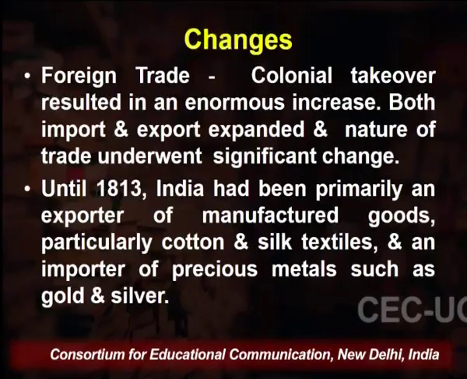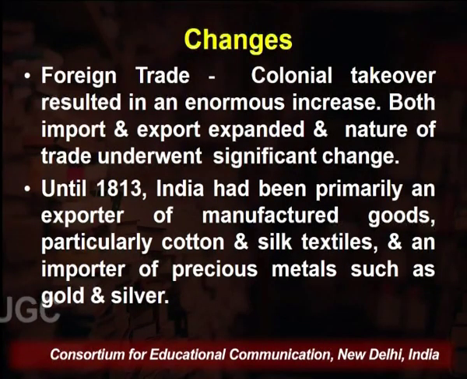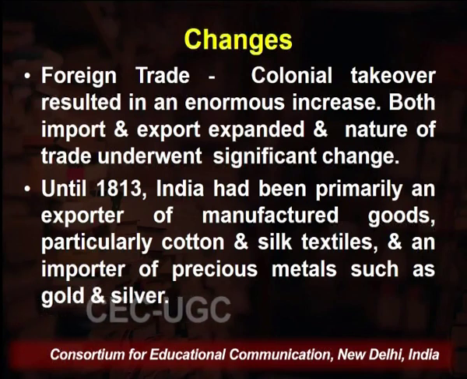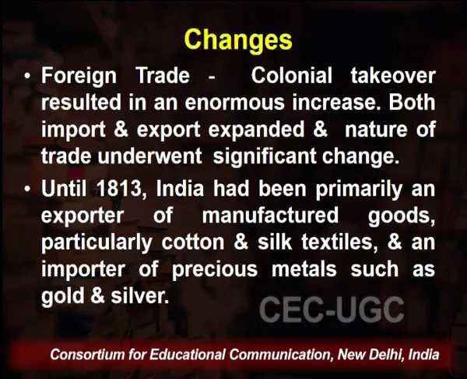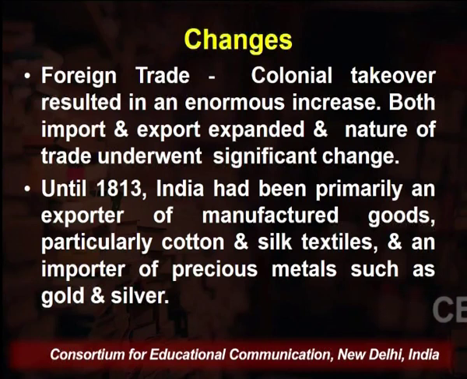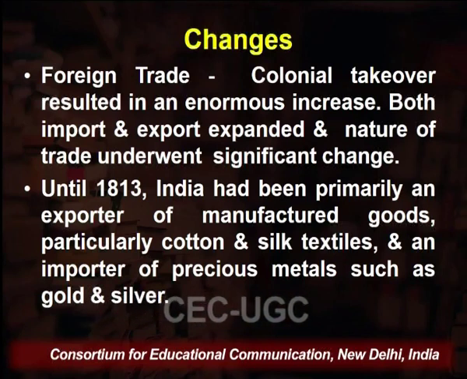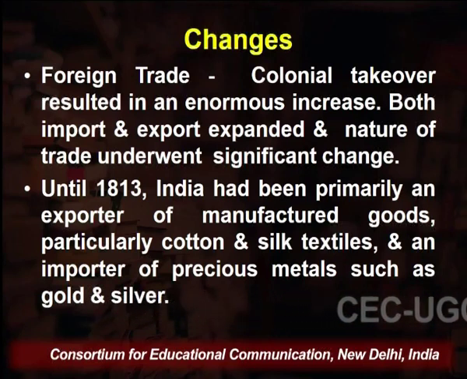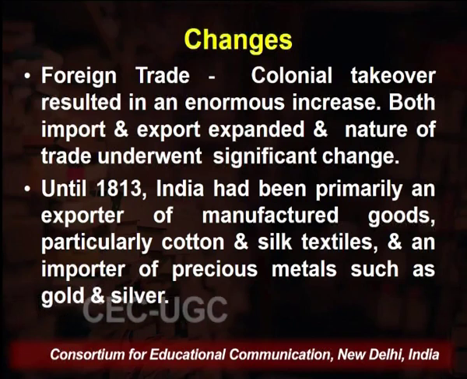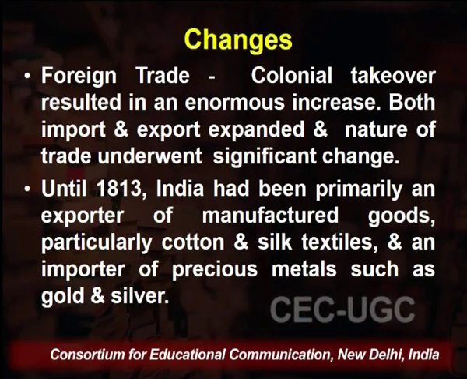But government was not willing to concede to these kinds of demands, because their main concern was to secure more and more revenue for themselves. And we find that in other areas as well. For example, foreign trade: the colonial takeover resulted in an enormous increase. Both the imports as well as the exports expanded, and the nature of trade underwent significant changes as well. And we find that until 1813, India had been primarily an exporter of manufactured goods, particularly cotton and silk textiles, and an importer of precious metals such as gold and silver.